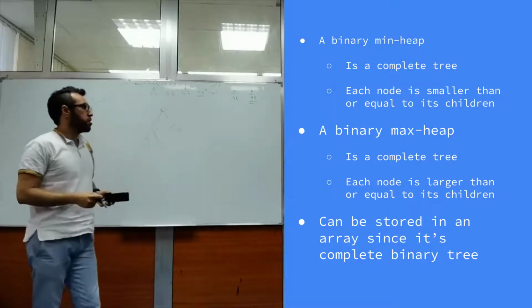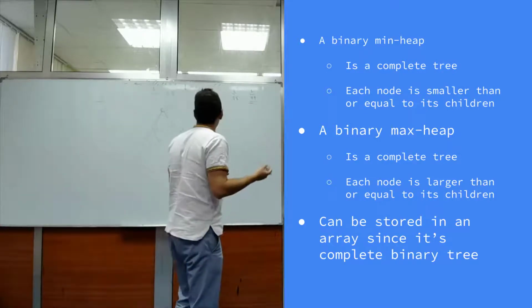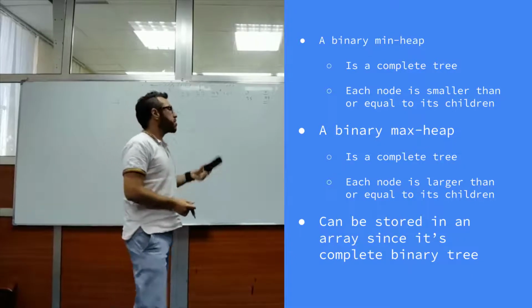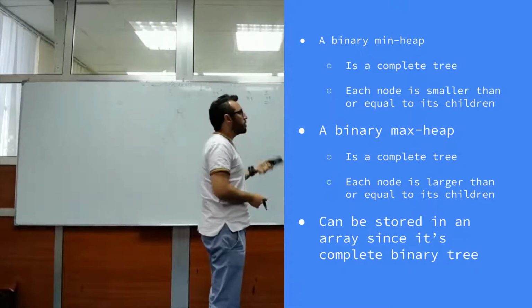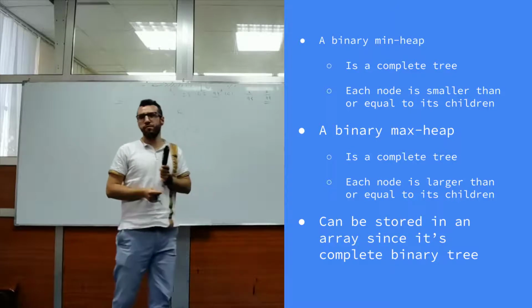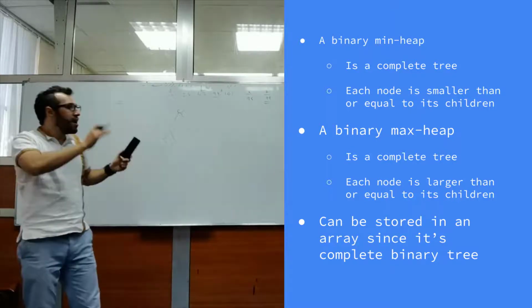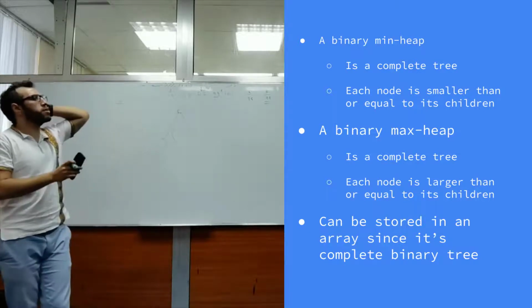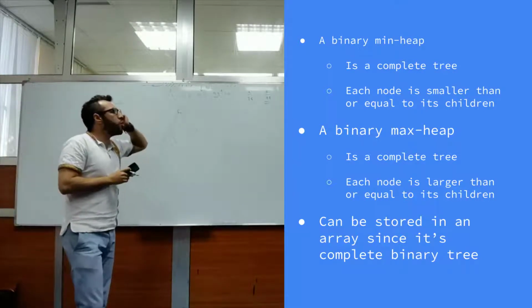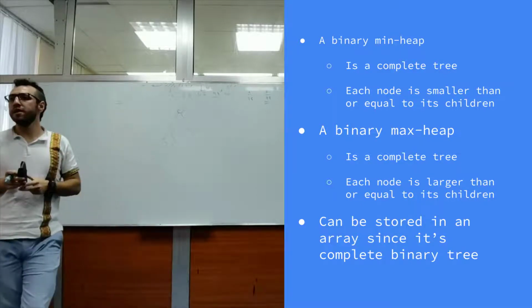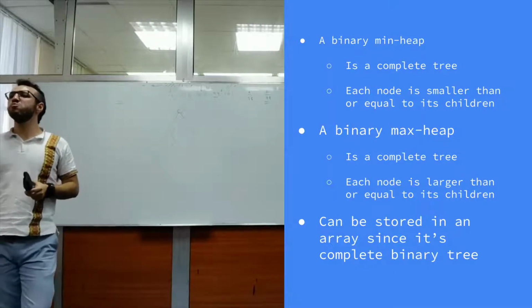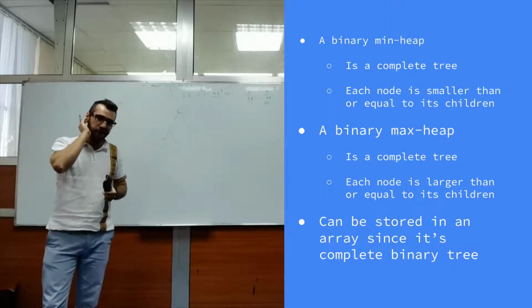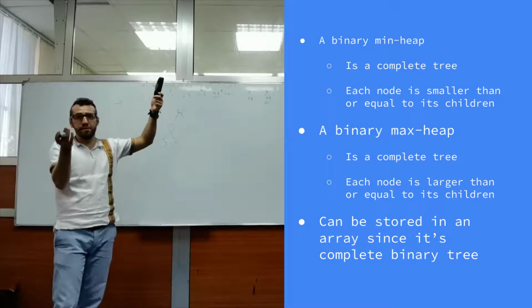So, the first property is it's a complete tree, like this. And the second property is each node is smaller than or equal to its children. So, if we put together these two pieces of information, actually we don't even have to consider the first one. If each node is smaller than or equal to its children, where do you expect to have the minimum value in this tree? At the top, right? The minimum value is going to be at the root.